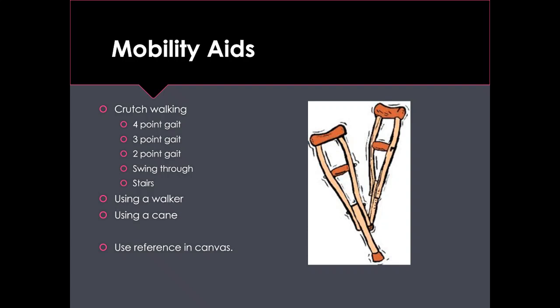Swing through is like what you'd see if, in high school, the football player broke his leg or somebody broke their leg in volleyball and, you're young. And that's where the crutches go forward, and then you swing your good leg, you bring your good leg forward past the crutches. You swing your good leg through.